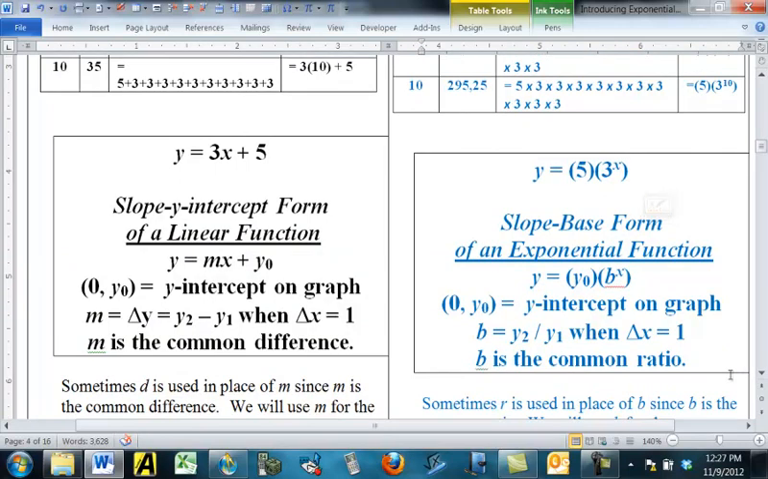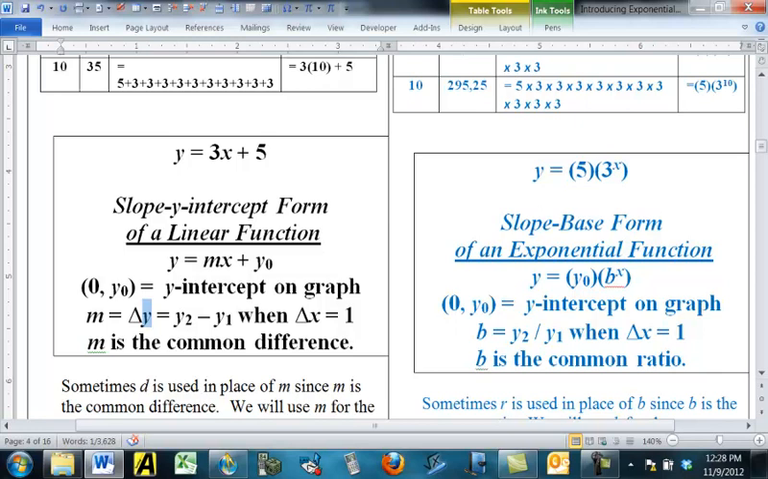So on the left, this is the slope y-intercept form, or commonly called just the slope-intercept form, of a linear equation. Notice that y sub 0 is the y-intercept on the graph, or your initial value, your term 0. And the m, the coefficient of the x, is what we call the slope. The slope is the change in y, delta y. Or it's the common difference in the y's. So m is the common difference. The difference is the same every time as long as delta x is 1. And so that's what the slope is: how much we're adding each time.